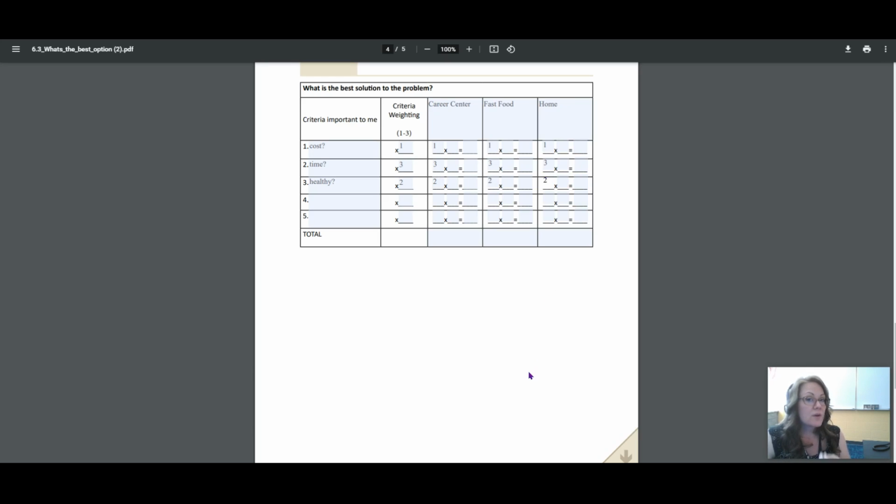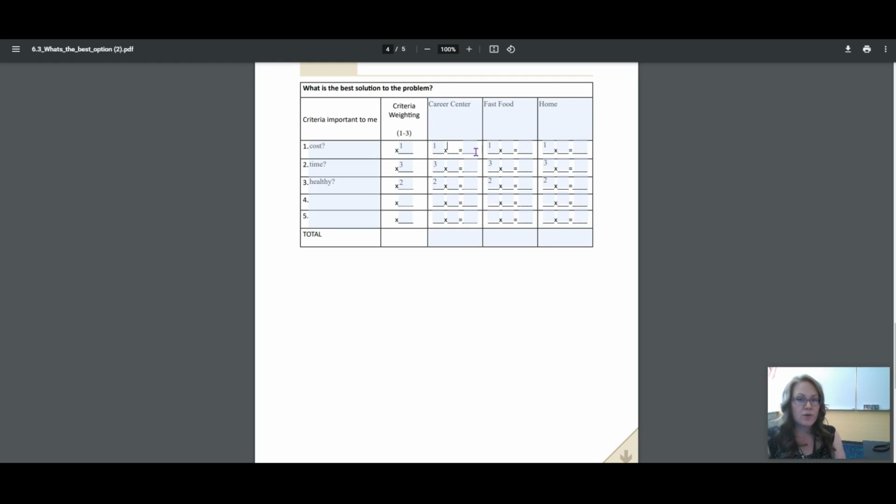Now this is where you're actually going to look at your options and rank them. You're going to evaluate them based upon the criteria. 3 means that it's good. 1 means that it's not good. So how good is it at satisfying the criteria? If it's good at satisfying it, that would be a 3, or if it's not good, it would be a 1. Of course, if it's so-so, you can give that a score of 2. So here's what I'm going to do. For the Career Center, in terms of cost, it's not terribly expensive.